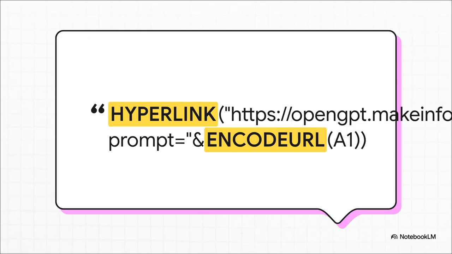Okay, don't let this formula on screen scare you. Here's what's happening under the hood. The extension just builds a simple hyperlink formula. It takes the text from your cell, in this case cell A1, and it wraps it in something called an encode URL function. All that does is make sure any weird characters or spaces in your prompt get sent over to the AI perfectly. Simple, but crucial.